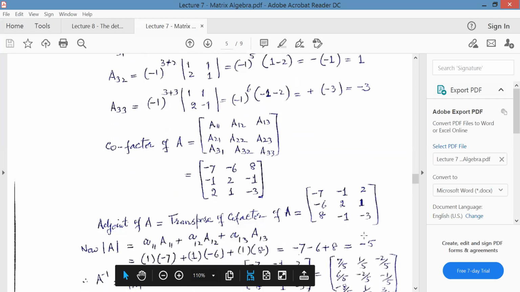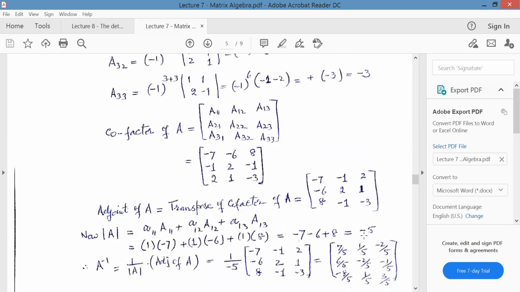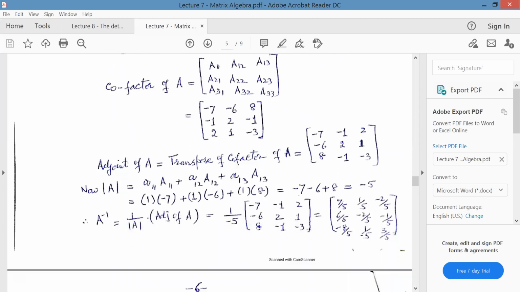You also need to find the value of the determinant of A. See here, I am telling you a new formula.